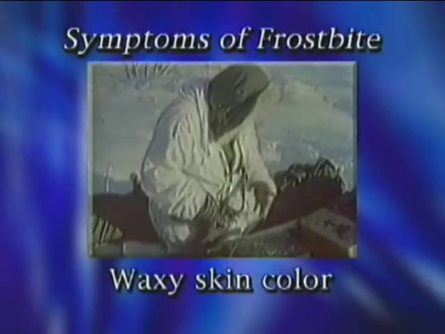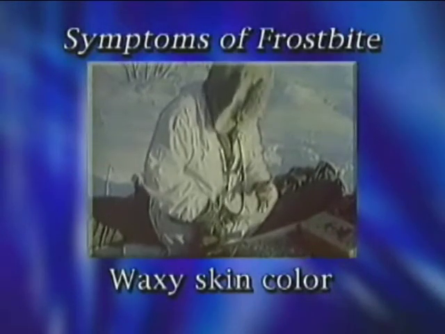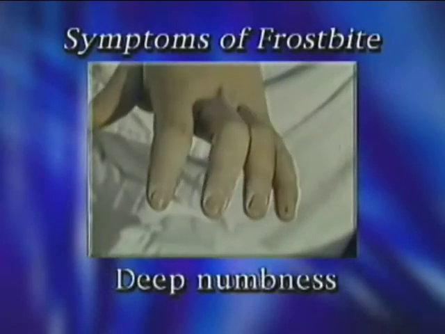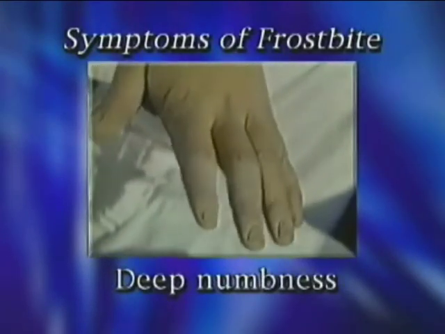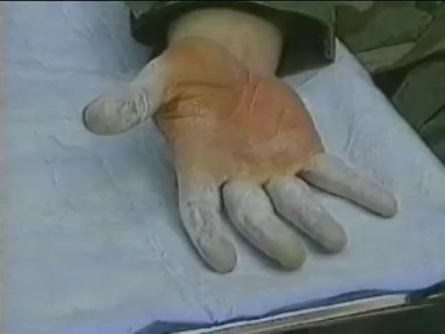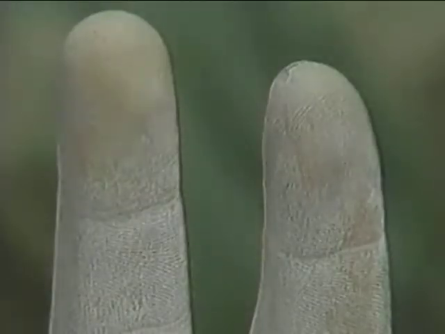Some symptoms of frostbite include a waxy skin color and skin texture that is resilient to the touch. There is also a deep numbness to the affected area. The hands and feet are the areas most affected. A very important fact to remember is that once a limb becomes frostbitten, it is more likely to suffer frostbite during subsequent exposures. To prevent this condition, always try to keep the feet warm and dry. When handling cold items or snow, wear gloves.